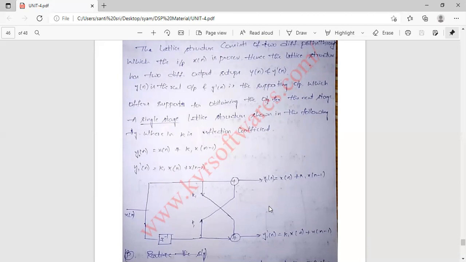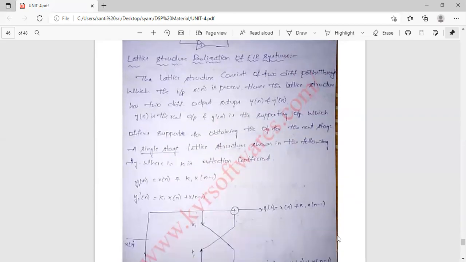Suppose y(n) is given as x(n) plus k1 into x(n minus 1), and similarly y dash(n) is equal to k1 into x(n) plus x(n minus 1). It is represented like this. This is x(n), and this is the delay z power minus 1. And this is k1. K1 will be connected here, and this k1 is also connected here. So y1(n) equal to x(n) plus k1 into x(n minus 1), and y1 dash(n) is equal to k1 into x(n) plus x(n minus 1). This is the lattice structure realization of the FIR system.